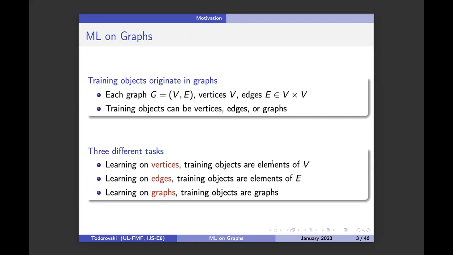Now, when we want to do machine learning on graphs, of course, the training objects originate in graphs, and graphs have vertices and edges, and training objects can be vertices, edges, or graphs. So we can learn on vertices, and in that case, the training objects are elements of V. We can learn on edges, or in general, we can learn on graphs. So the training objects themselves are graphs, and we would like, for example, to classify graphs into different groups based on some properties of these groups.